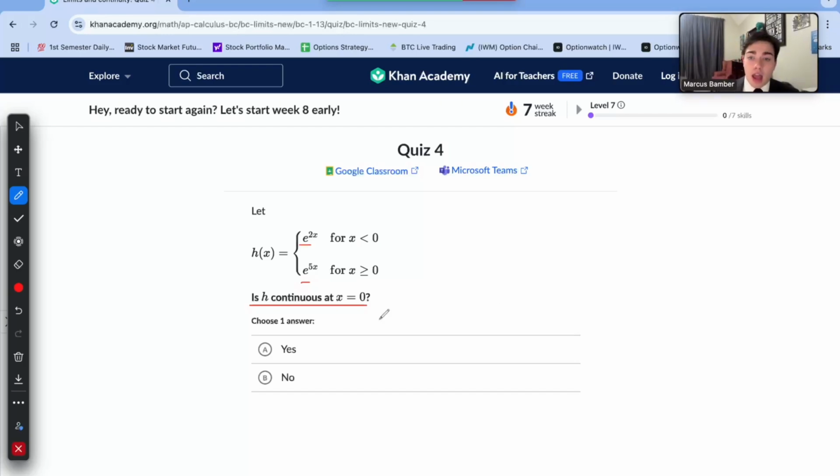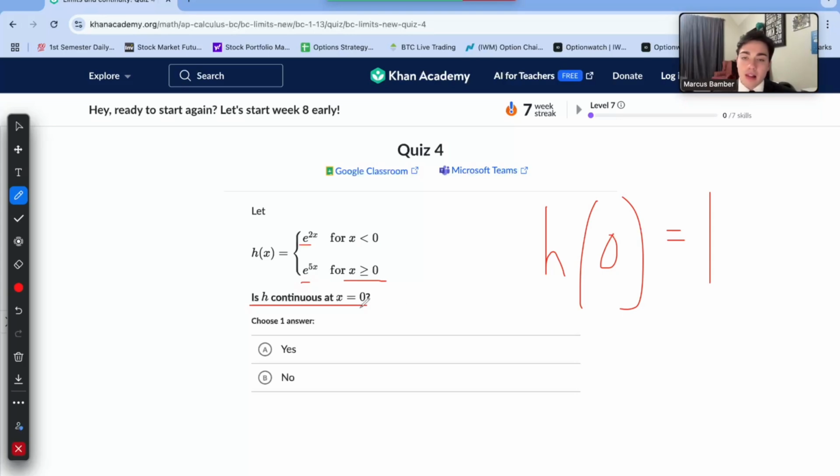First step, is h of 0 defined in the function? When x is equal to 0, we will use this part, as it's x is greater than or equal to 0. And we can see e to the power of 5 times 0. 5 times 0 is 0. E to the power of 0 is equal to 1. So we can see that h of 0 is indeed equal to 1. It is defined. That's our first step completed.